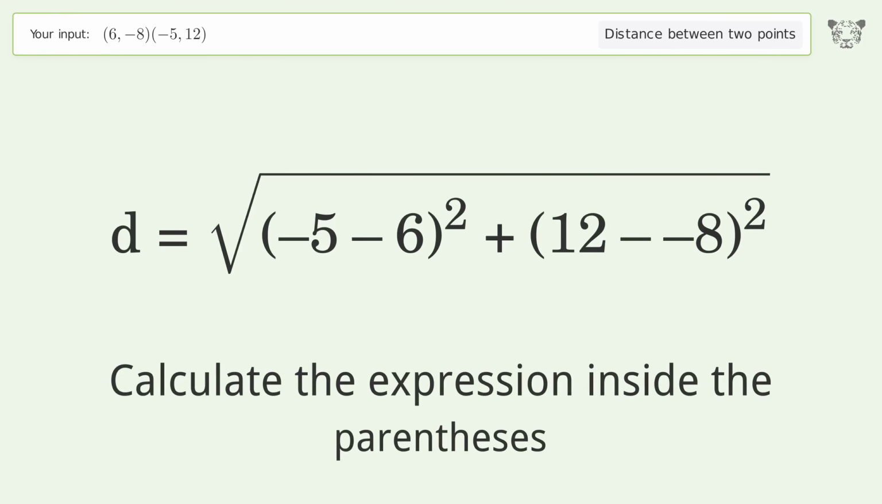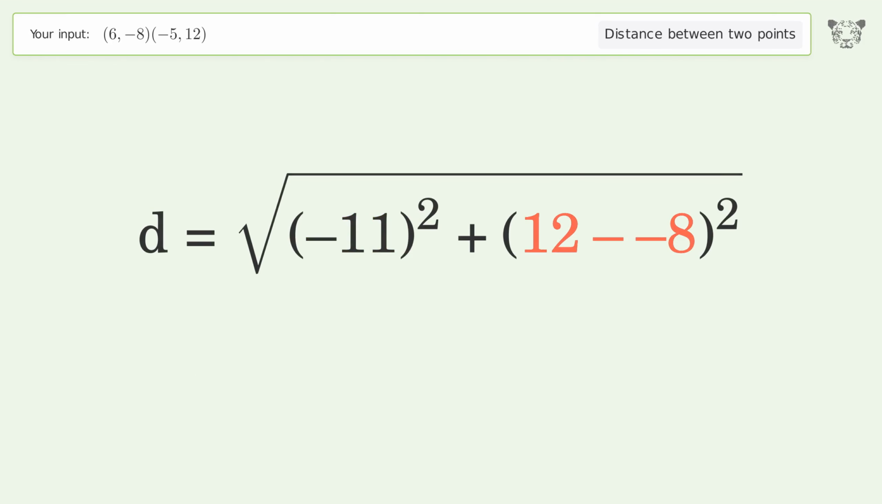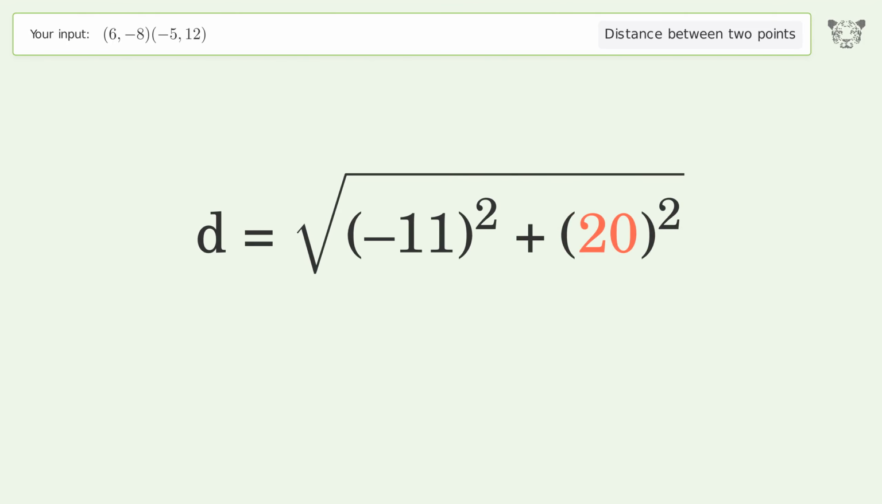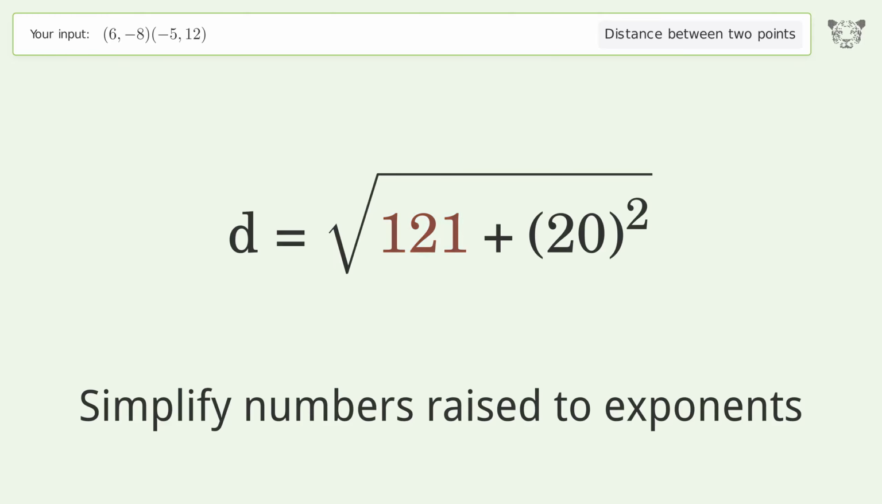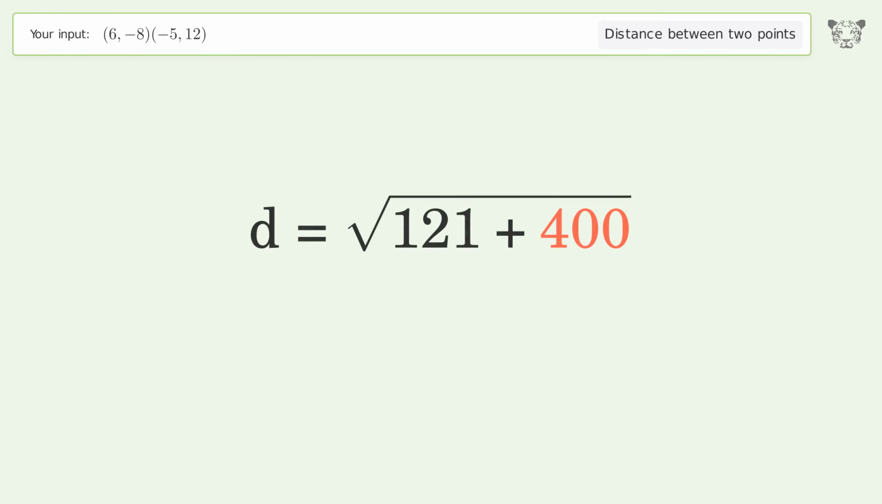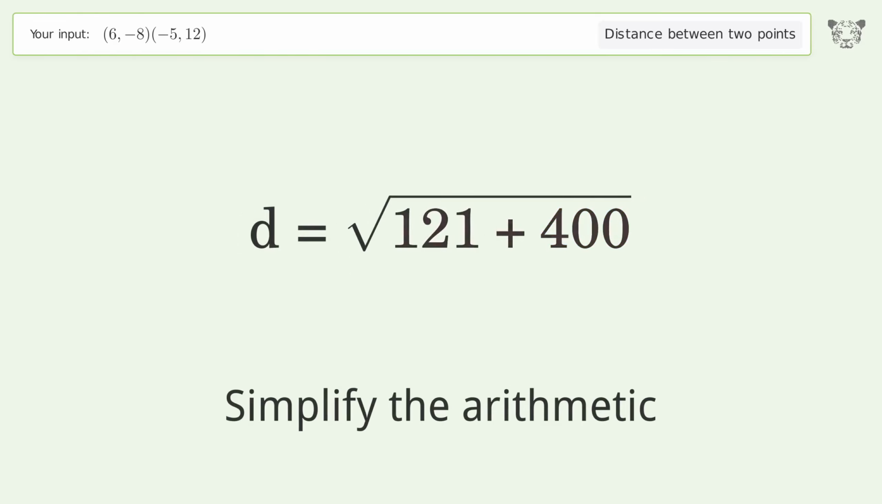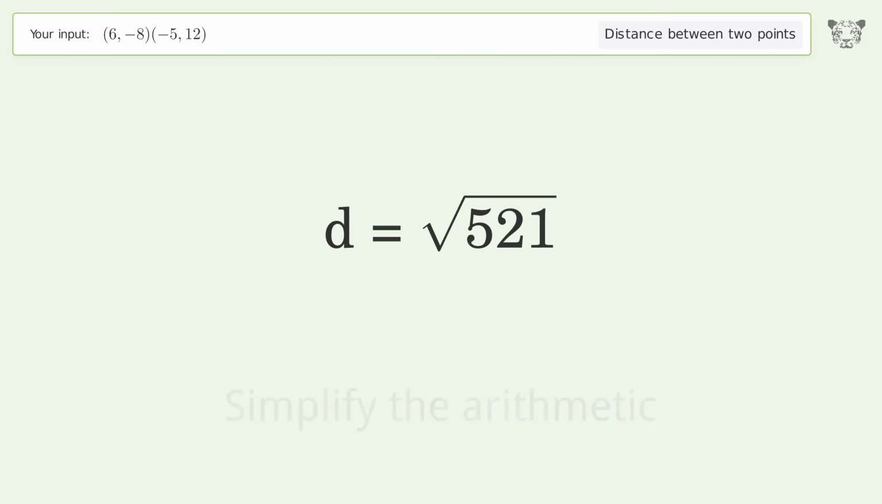Calculate the expression inside the parentheses. Simplify numbers raised to exponents. Simplify the arithmetic. And so the distance between the 2 points is the square root of 521, or 22.825.